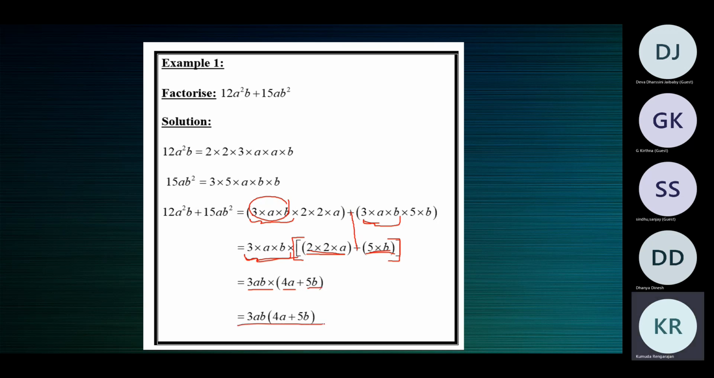So this is the final answer: 3ab into 4a plus 5b. So the two factors of this expression are 3ab and 4a plus 5b. This expression has two factors, 3ab and 4a plus 5b.